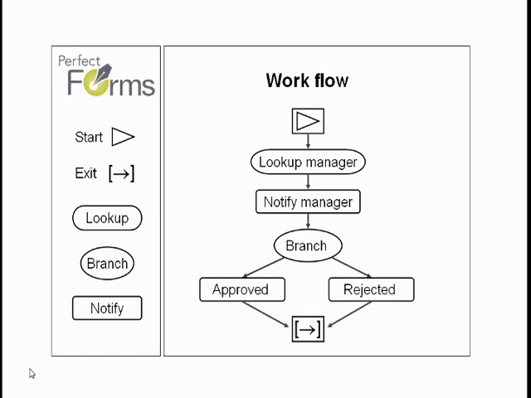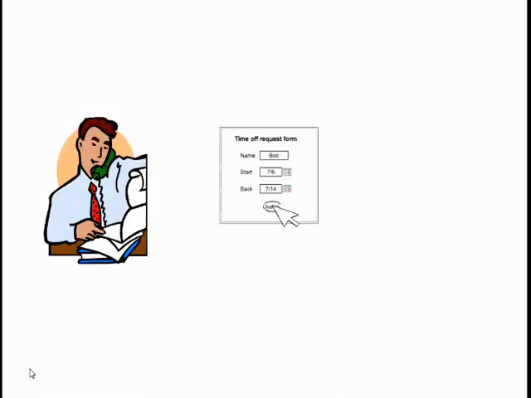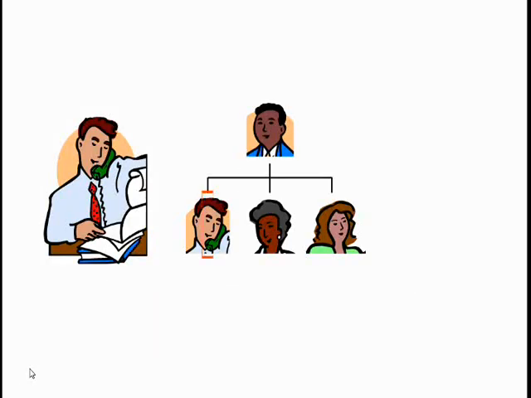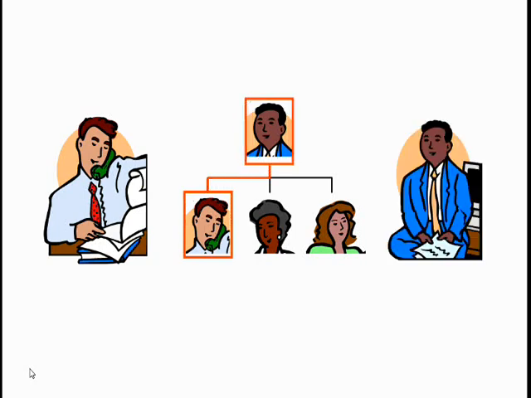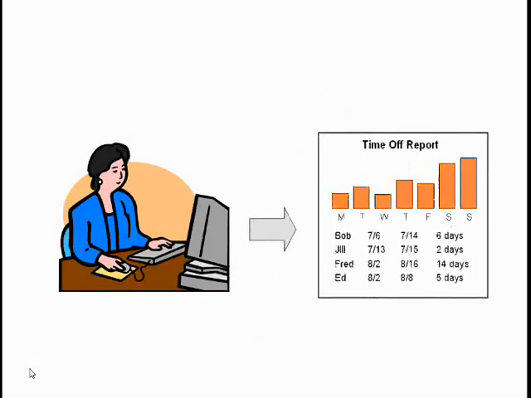Now let's run it. The employee submits their request, PerfectForms looks up their manager, gets the request and approves it, the employee is notified. Everyone is happy. And when you want to know how things are going, you simply run a report to know who is scheduled to be off and when, giving you confidence that your employees are happy and that the work is going to continue to get done.